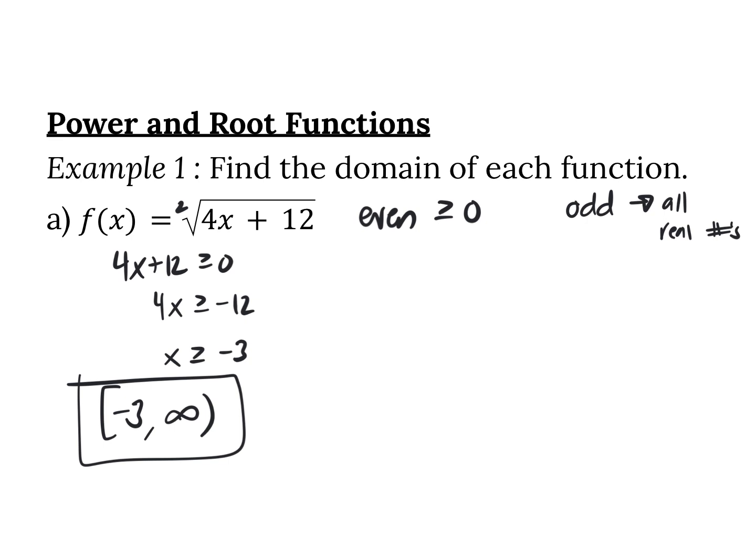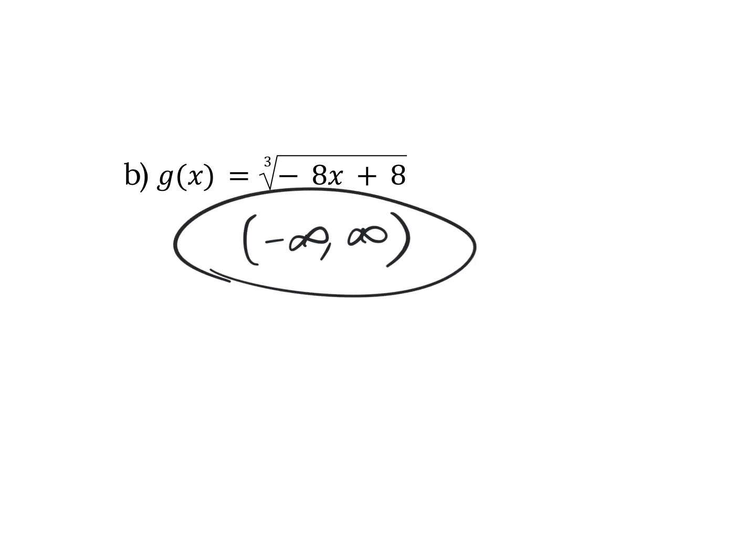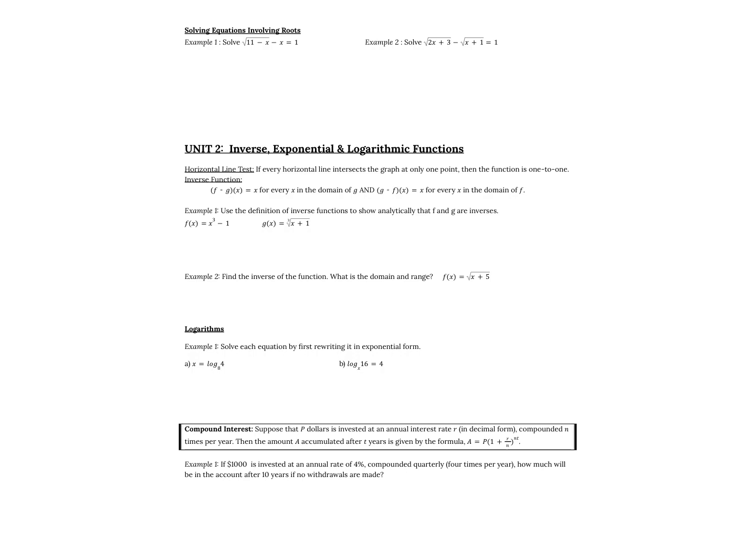Okay, this one here, I've got the cube root of negative 8x plus 8. It is an odd root, so that means my solution is all real numbers. So from negative infinity to infinity. And that's it. Any questions about the first page so far? I know we're going through stuff fast, but this is hopefully a good review for most of us. Yeah, okay. All right.